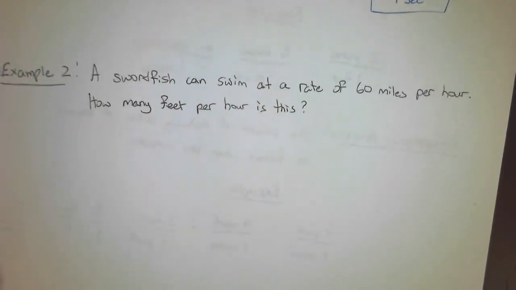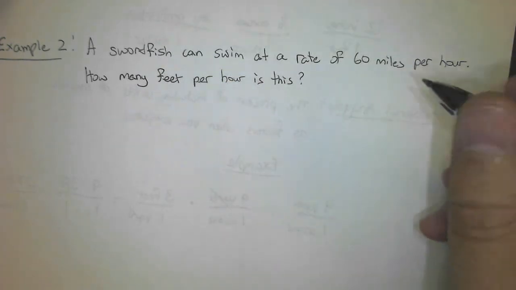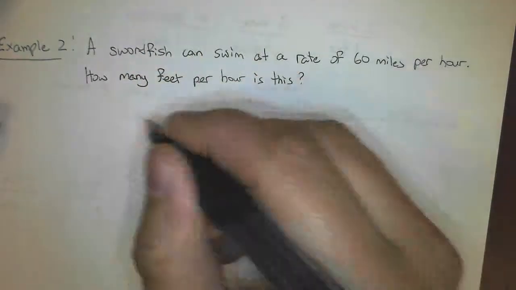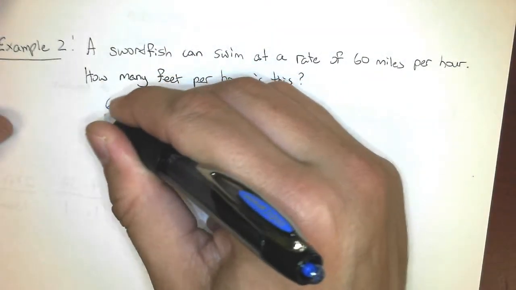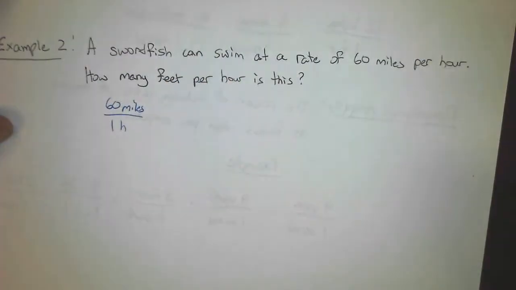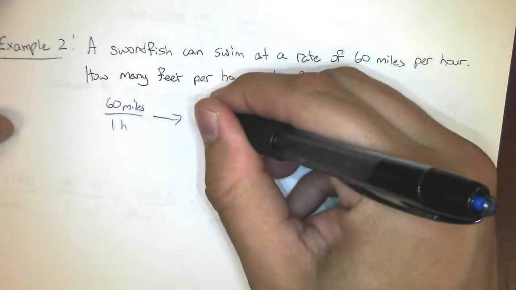All right, so example number 2. We have a swordfish can swim at a rate of 60 miles per hour. How many feet per hour is this? So just like in the last problem, I start off by putting 60 miles over 1 hour. And I'm converting this over to feet per hour.